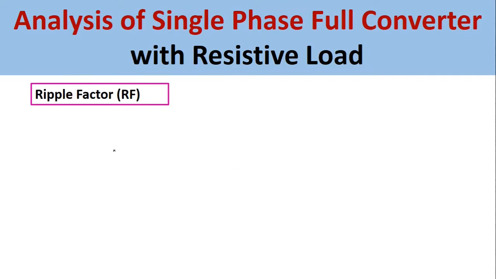Now we will derive ripple factor. Ripple factor is represented by RF, which is equal to under root form factor square minus 1. We only have to put the formula of form factor here and we will find out the ripple factor.